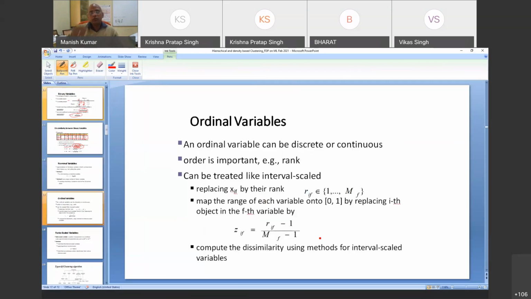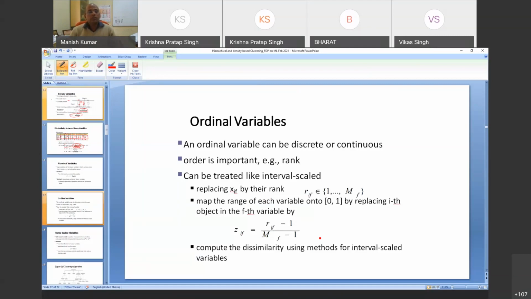Ordinal variable, where ranks are actually involved. For example, most of you are from teaching, so there is a rank: initially there may be lecturer, then assistant professor, then associate, then professor, and so on. Each of these designations has some sort of rank. So suppose you are dealing with such data where ranks are involved.